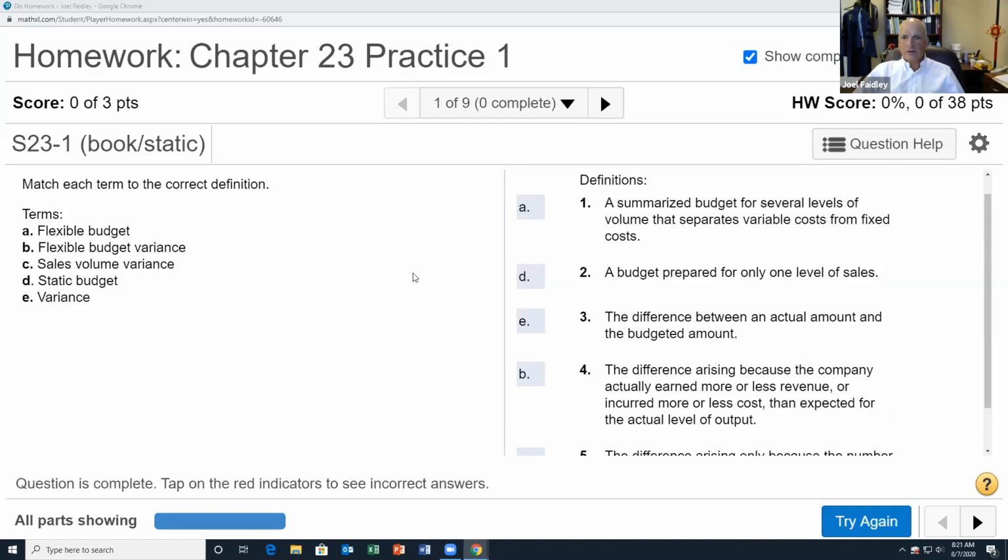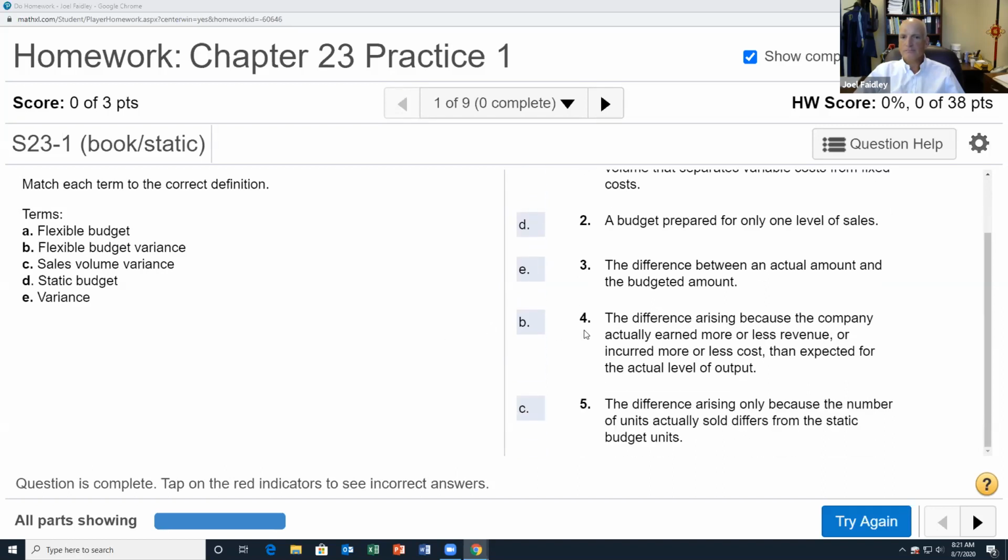Excuse me, flexible budget variance, not number 2, it's down here number 4. The difference arises because the company actually earned more or less revenue or incurred more or less costs than expected for the actual level of output. All right. Static budget. Budget prepared for only one level of sales. Master budget, and then variance E. Difference between the actual and the budgeted amount.